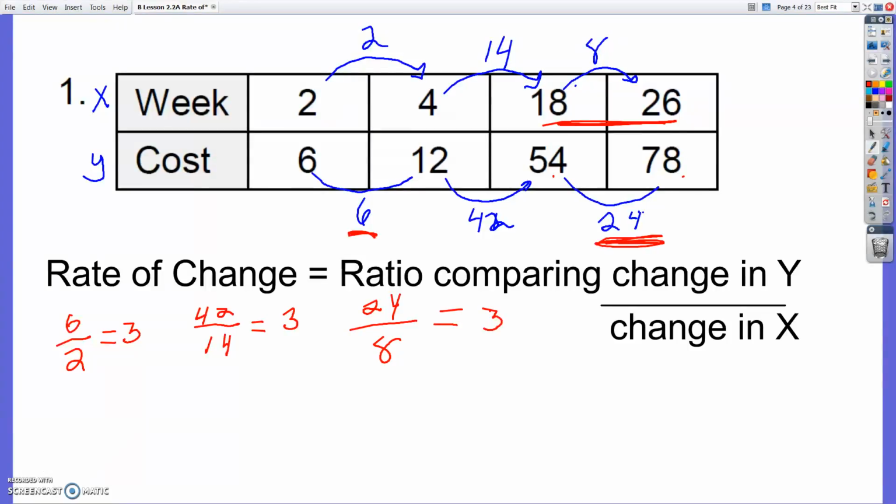So I want you to take a key notice here. Whenever I take the change in y over the change in x, I get a constant rate of change, which is 3. Okay?